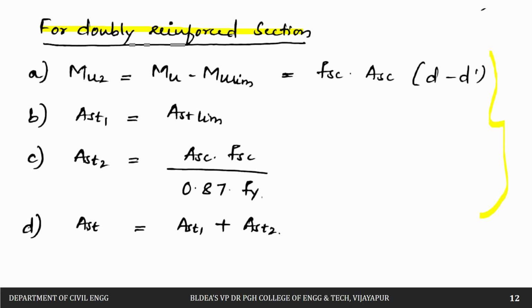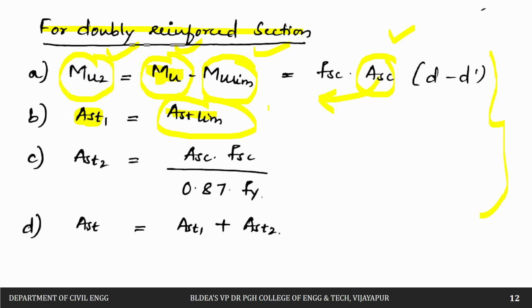will remain the same. So moment MU will be nothing but the total moment which is going to come on the beam minus the limiting moment, that is the moment carrying capacity for a rectangular section, that is a singly reinforced section. So the additional moment MU2 has to be resisted, and for that we are going to provide the additional compressive steel ASC. Based on this you can calculate the value of ASC. The next, AST1, is nothing but AST LIM. Already we have seen this also.